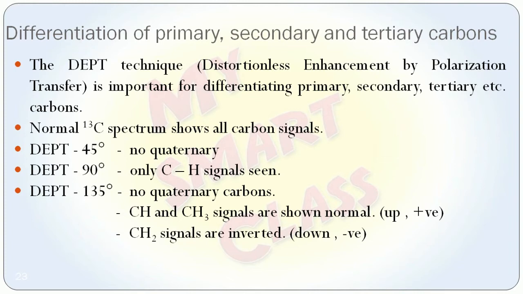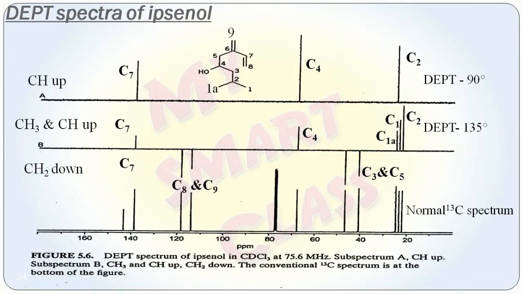But by comparing DEPT 90 and DEPT 135, you can judge which one is a CH or which one is a CH3. So let's take one example. This is an example of hypsenol. Here the normal 13C NMR is given. All the signals of all carbons are present in this case. This is DEPT 135 and DEPT 90. So first we have to see the DEPT 90. As we know, in DEPT 90 only CH is up.